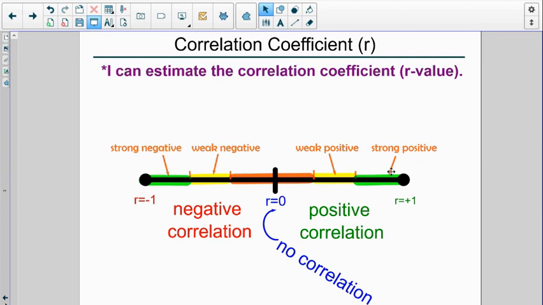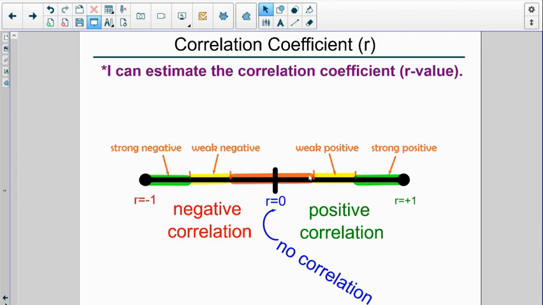So the stronger the relationship, whether it's positive or negative, means that it's going to be kind of out on the ends of this visual graphic here. When it's weaker, it's kind of in the middle of each side. So the middle of the positive side would be a weak positive correlation, and the middle of the left-hand side is a weak negative correlation.